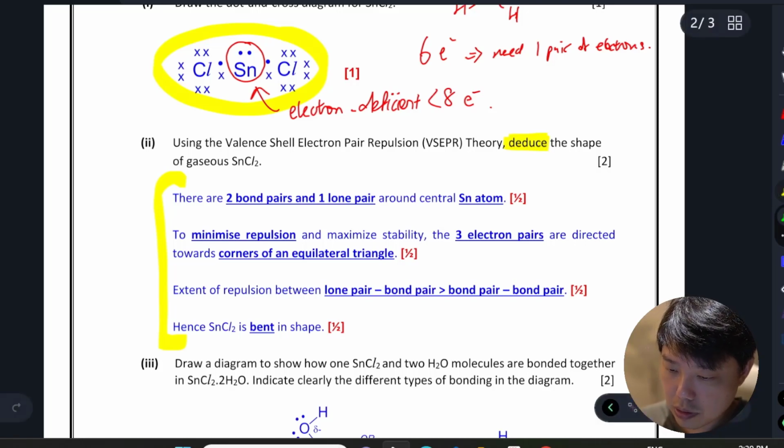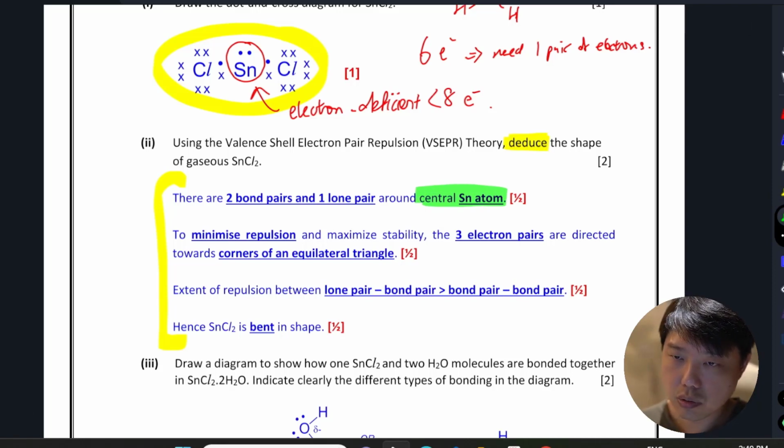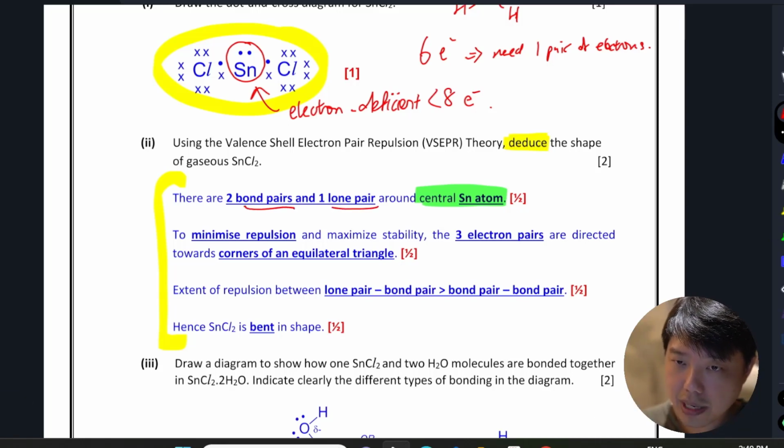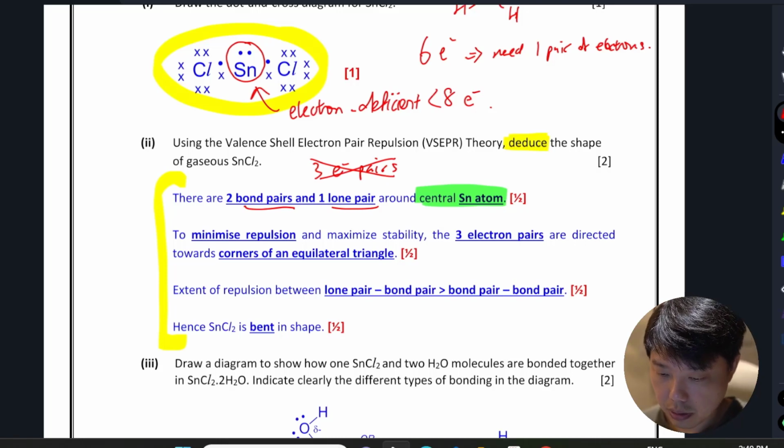This is the one that's often left out: central atom. You need to tell the examiner, I know the 2 bond pairs and 1 lone pair are around the central atom. It's also important to differentiate bond pair and lone pair rather than just telling the examiner 3 electron pairs. Don't do that here. It's important to differentiate.